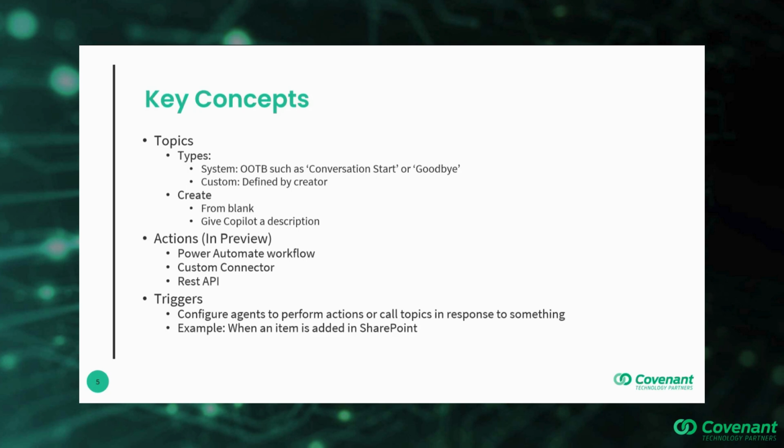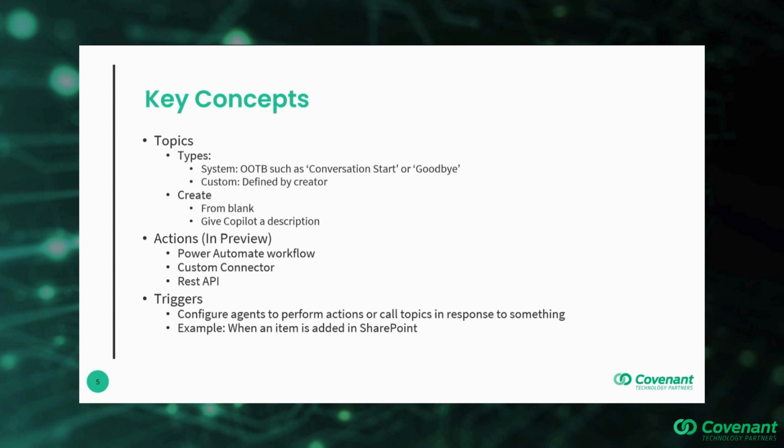Okay, so some key concepts. So topics, there's two different types in Copilot Studio. There's the system ones, which are the out-of-the-box ones, so conversation start, goodbye, escalate, and then you can do custom topics. So if you have a particular routing that you need or some kind of conditional logic, that's where you would go in, define your topic and any trigger words associated to that topic. And you can create them from blank, or now you have the option to give Copilot a description and it'll help generate it for you.